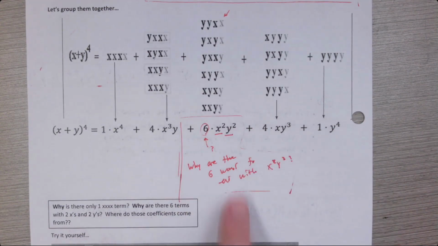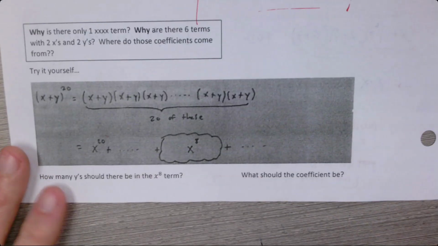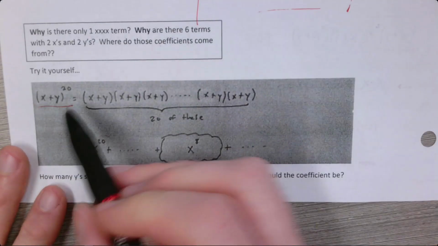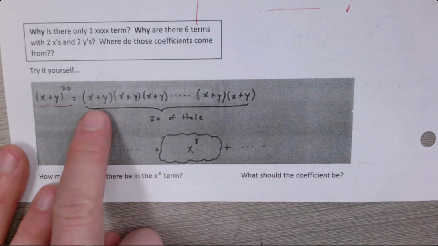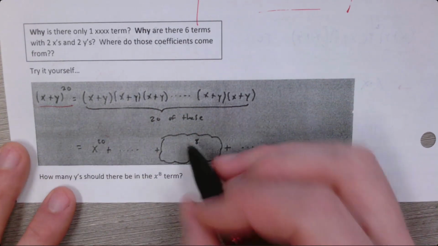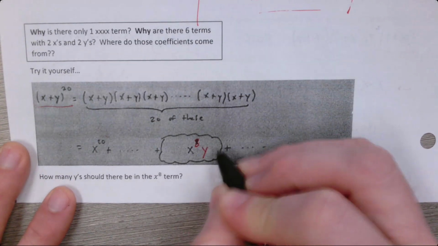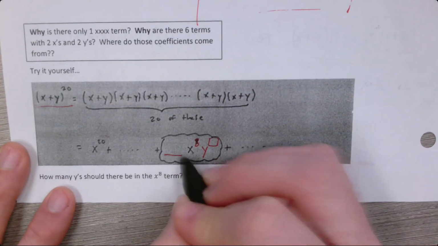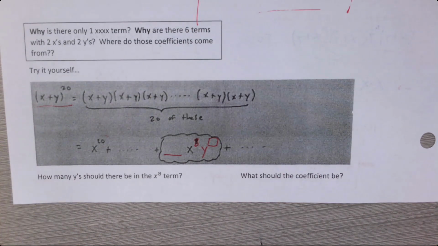How many ways, like why is it that there are exactly 6 ways to end up with x squared y squared? And a good way of testing your idea is down here. Let's apply it to a larger case. Let's pretend we're doing (x plus y) to the 20th. So I'm multiplying 20 things, 1 thing selected from each group. Eventually I'm going to end up with x to the 8th power. What's the y term, and what's the coefficient, and how do you think about it? And that will be the end of the puzzle.